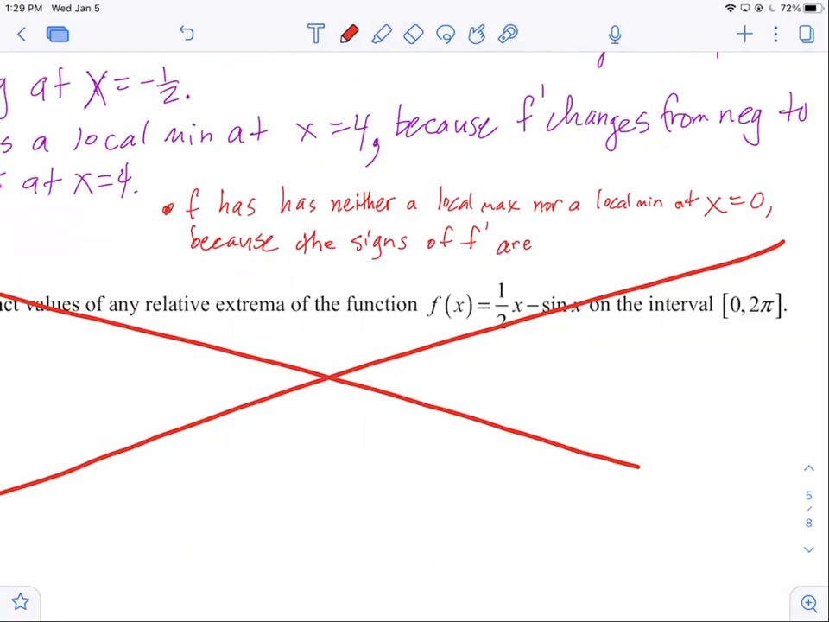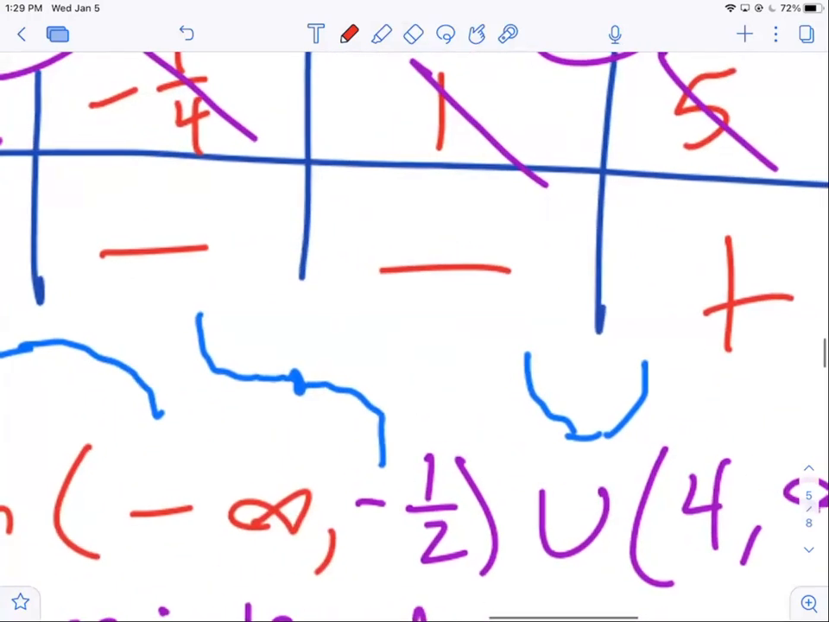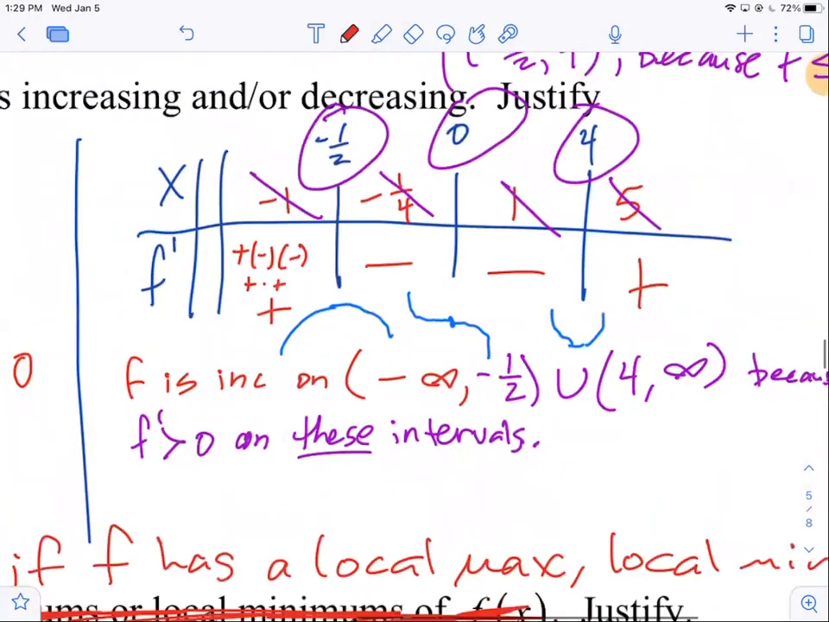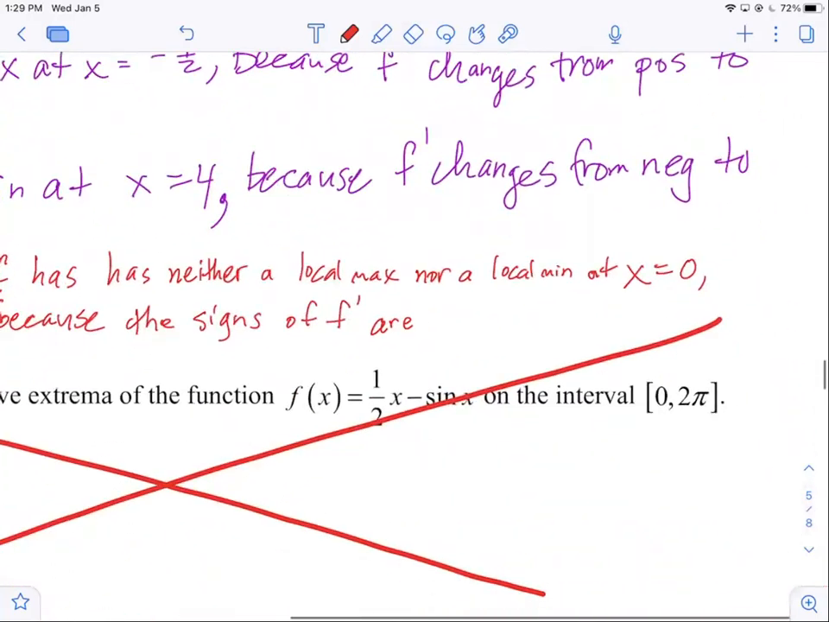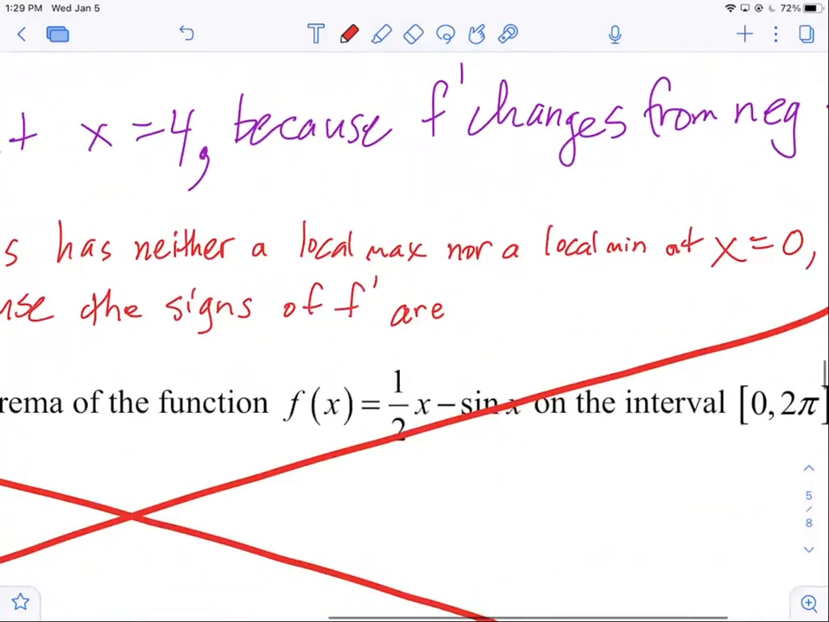No. Equal to 0? No. Don't change because they're what? They're both what? They're both negative. You have to talk about not what the sign is. The signs of F prime are negative. You can't just say the same.